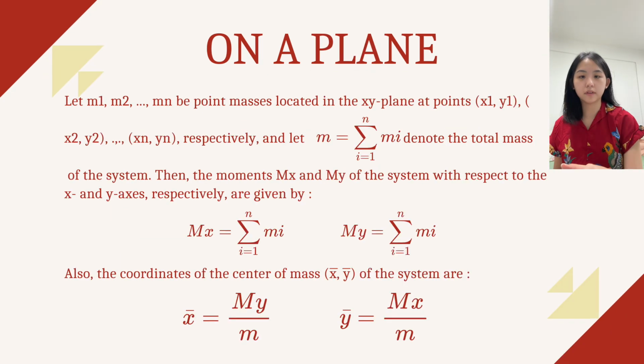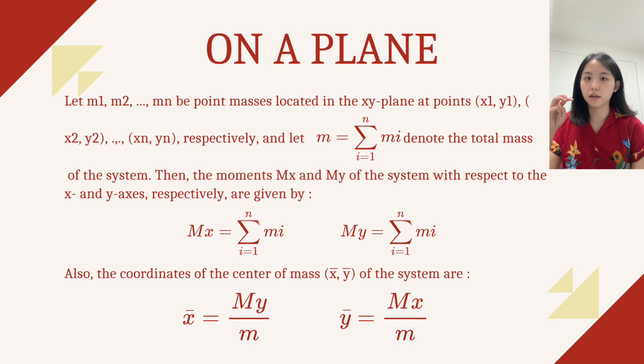Now let's talk about the center of mass on a plane. To analyze the system, we once again begin by calculating the total mass, denoted as small m. Let m1, m2, ..., mn be the point masses located in the xy plane at points (x1, y1), (x2, y2), ..., (xn, yn), and let m equal the sum from i equals 1 to n of mi, denoting the total mass of the system. And we need to determine the moments about the x-axis and the y-axis, which are denoted as Mx and My, using the big M. These moments are given by the equation Mx equals the sum from i equals 1 to n of mi yi, and My is similar, with mi xi.